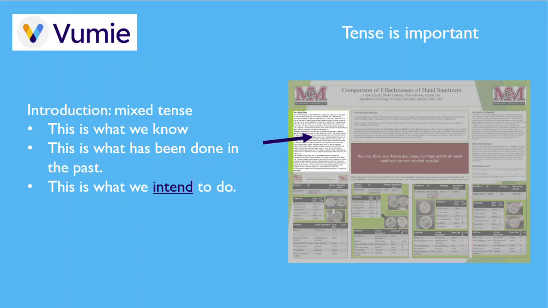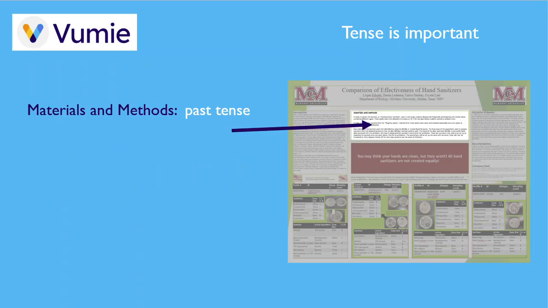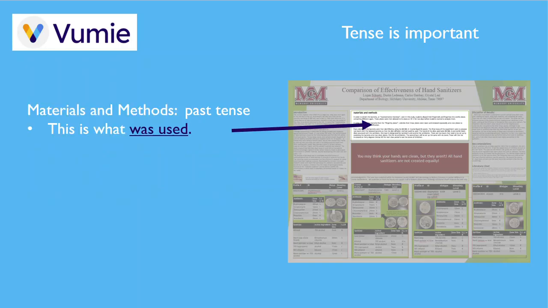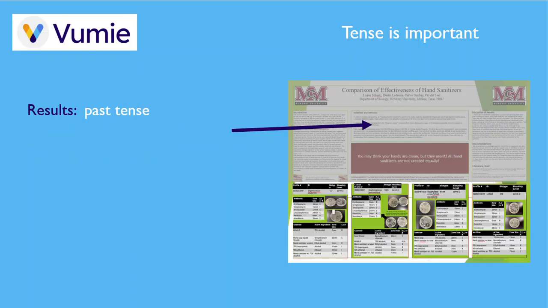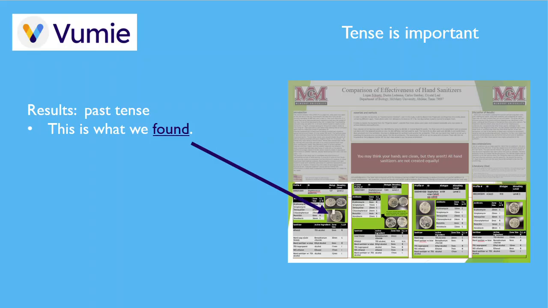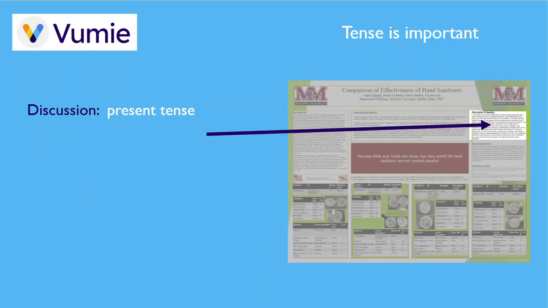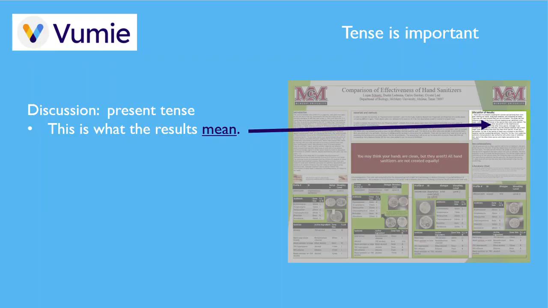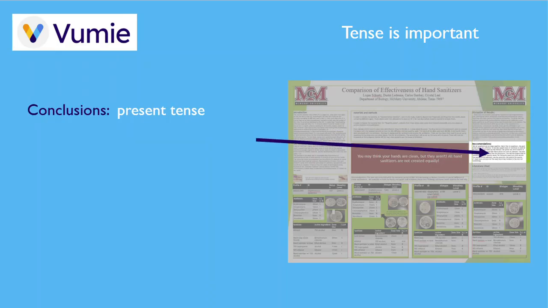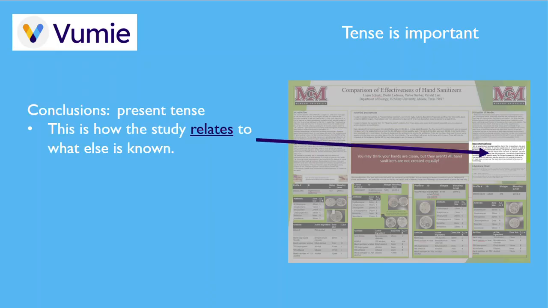For materials and methods, think about this. It is what we used and what we did. Those are both past tense. For results, this is what we found. That's past tense. Discussion. This is what the results mean. That is present tense. Conclusions. This is how it relates. Present tense. This is what we might do with it. That's future tense.